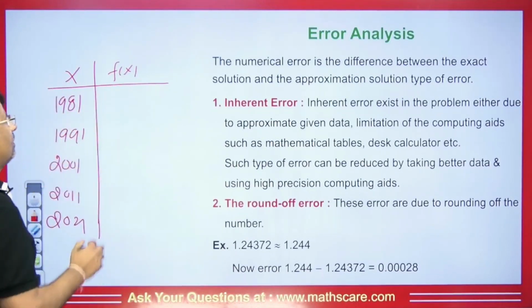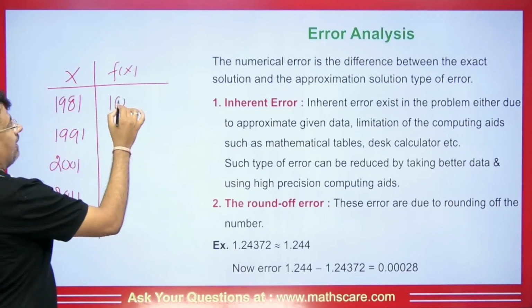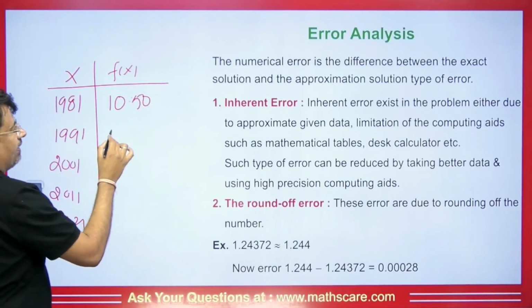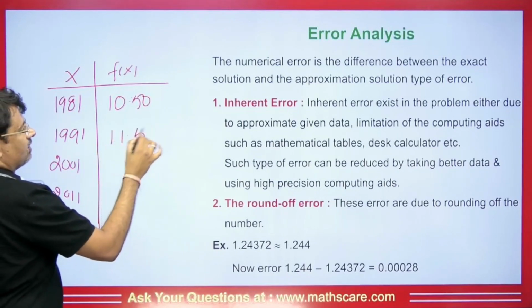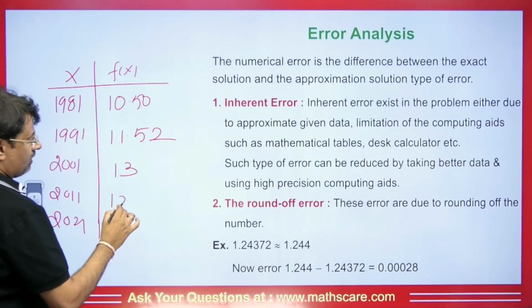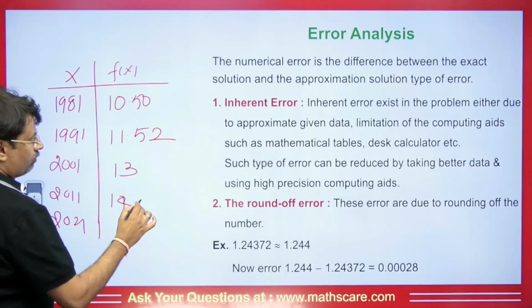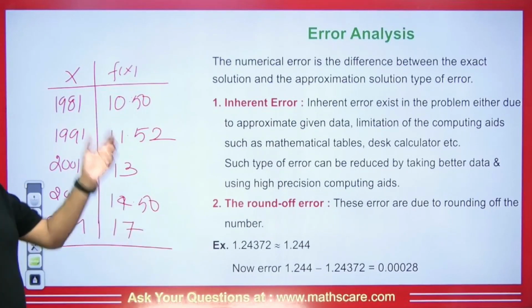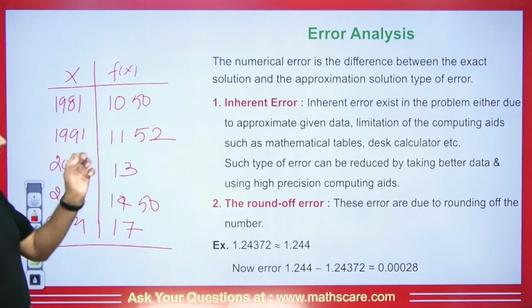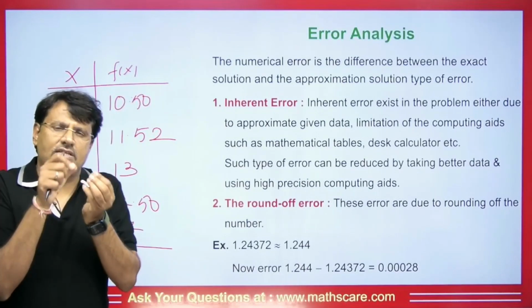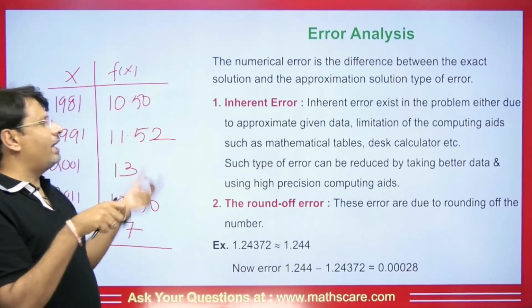In this year, the population of a particular place was 10 lakh, I think 10 lakh 50,000. Then here it is given as 11 lakh 52,000. Then after that it became 13 lakh, then here we have 14 lakh 50,000, and then here 17 lakh came. We have the given data that in this year, this was the population. But exactly it won't be 11 lakh 50,000. There has to be some more digits, like 11 lakh 50,315, something like that.